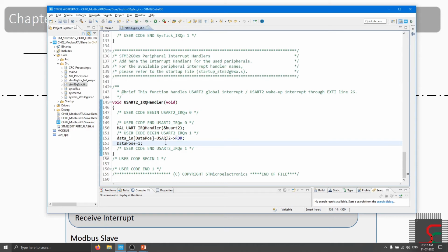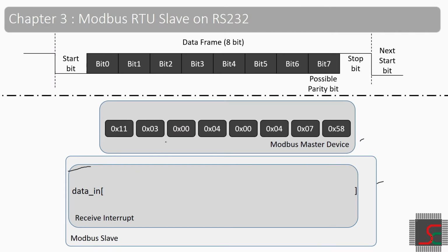So we will try to understand this process of transmission to receive interrupt through the same example as used in chapter 1, that is read holding registers. Here the Modbus master device requests data as follows. The first byte is the slave address. Here 0x11 in hex means slave address is 17. You can convert that hex to decimal on the screen. So 0x11 is shown. Next, the second byte is the function code, that is function code number 3.